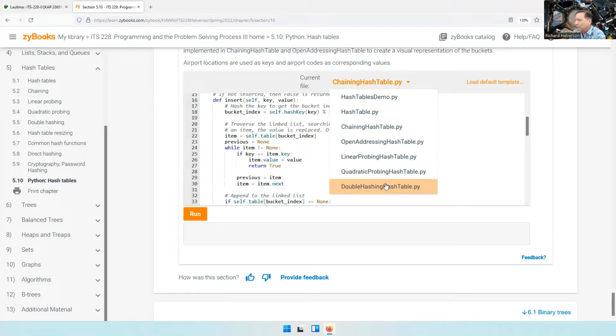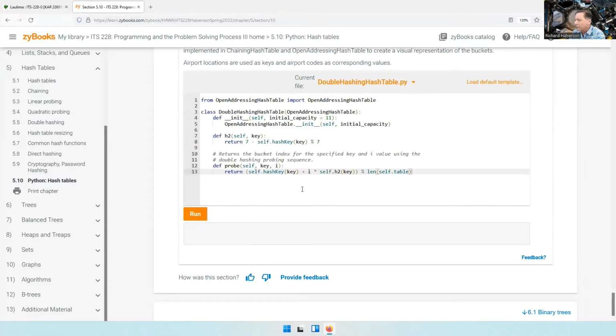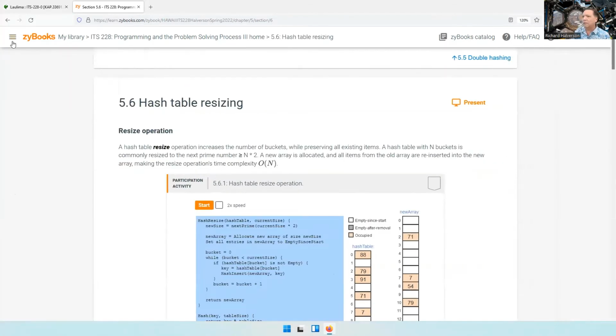Double hashing just means you use two hash functions. There are two separate hash functions, hash function number 1 and hash function number 2, and each time you have a collision, this is incremented by 1. It greatly reduces the chance of there being two collisions in a row. I'm going to have you do that, and I'm also going to have you implement hash table resizing. That will be in the next assignment.